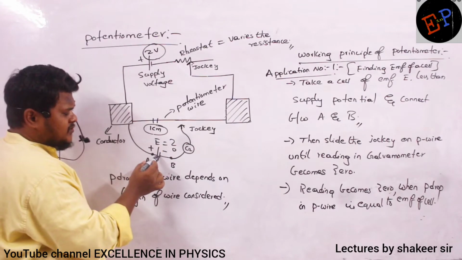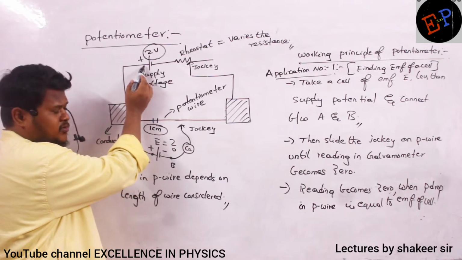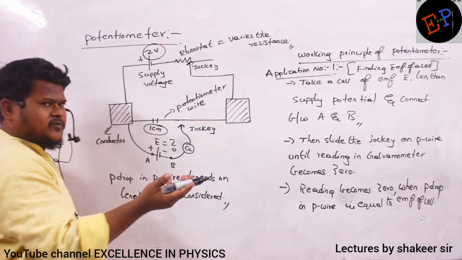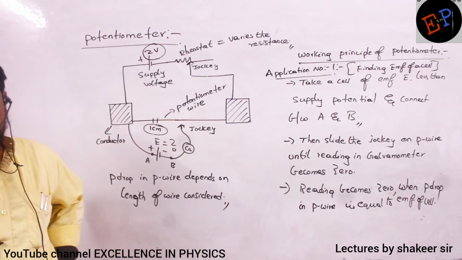And this EMF of the cell should be less than the supply voltage. What is the supply voltage? 2 volts. So this EMF should be 1.5, 1.7, 1.8, less than 2. Then only we can measure, otherwise we cannot measure.